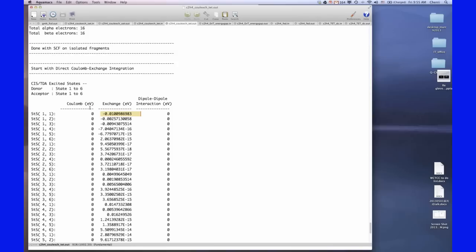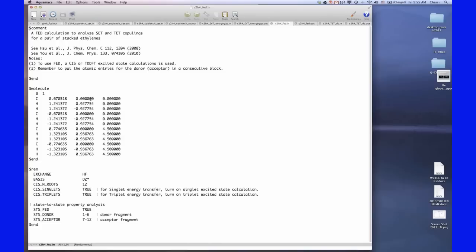So time for some examples. Let's look at FED here. Now, we no longer need to define those fragment calculations. We just treat the whole system as one, and the total spin and total charge are given here. And you can turn on singlet, you can turn on triplet. Okay? And it is important to turn on STS LED. Now that we are spin restricted, LED gives you both singlet and triplet, so that's good. And you need to define the donor and acceptor region, so you need to put all your donor atoms together and the acceptor atoms together and give them a range of numbers.